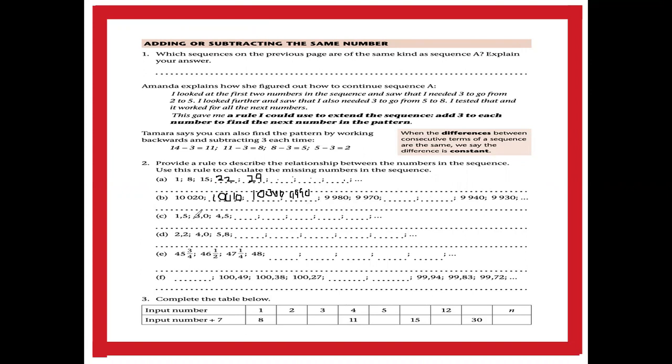Over here, it looks like we are adding 1,5 to each term. So if we add 1,5 to 1,5, we get 3. If we add 1,5 to 3, we get 4,5. And if we add 1,5 to 4,5, we get 6.